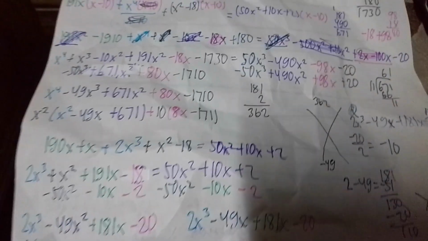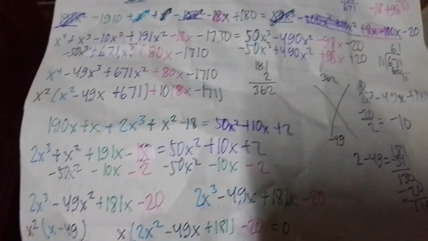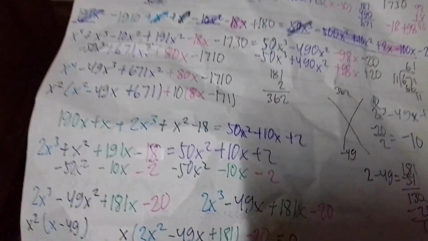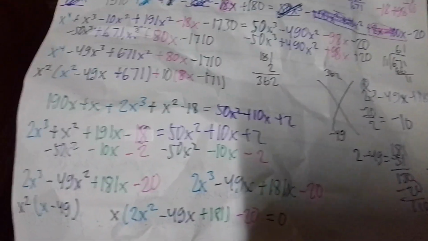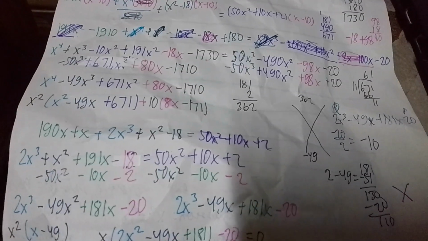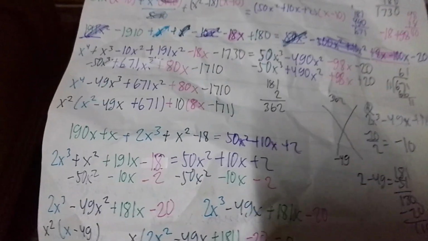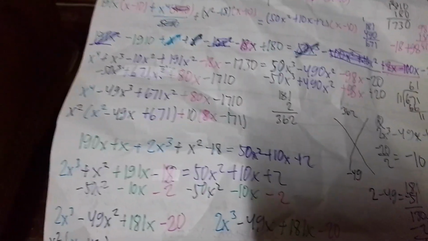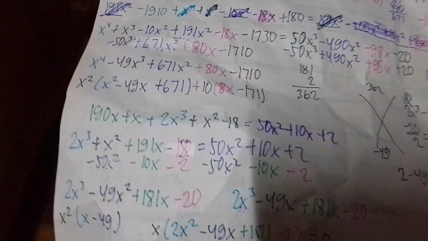Just like what I wrote here. Ayan. Di ba? First, I wrote it this way. And then, I combine like terms. I arrange the terms. And then, set it equal to 0. And then, combine like terms. And when I do that, yun nga, we're supposed to get 2x cubed minus 49x squared plus 181x minus 20.